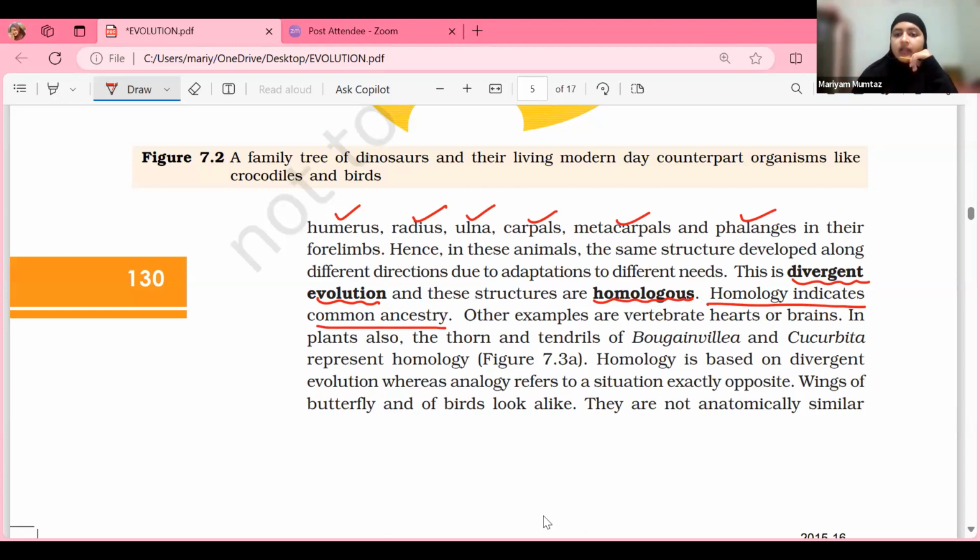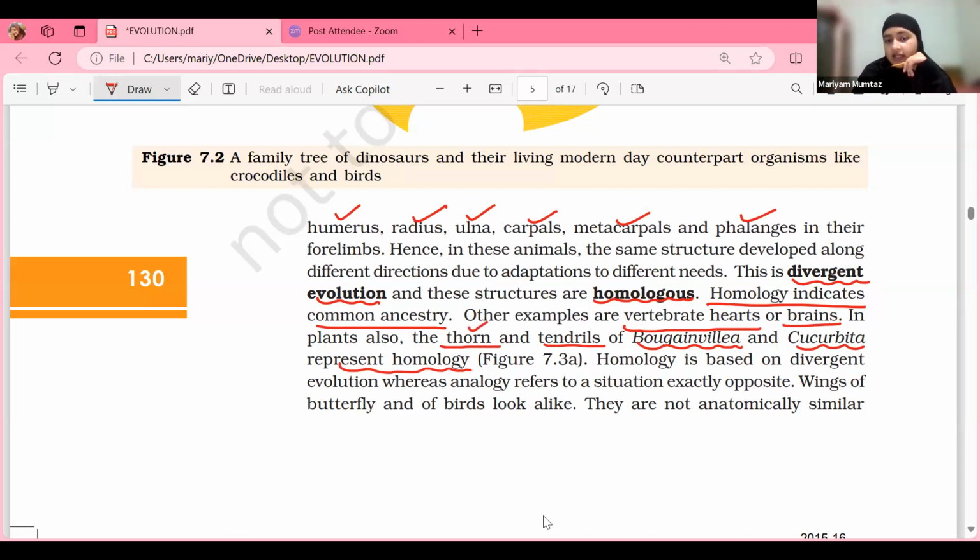Other examples. The examples of homology and analogy are very important. So talking about other examples of homology: vertebrate hearts or brains. The hearts and the brains of the vertebrates are formed from the same structure. Also, if we are talking about a botanical example of homology, in plants, the thorn and the tendrils of Bougainvillea and Cucurbita represent homology.